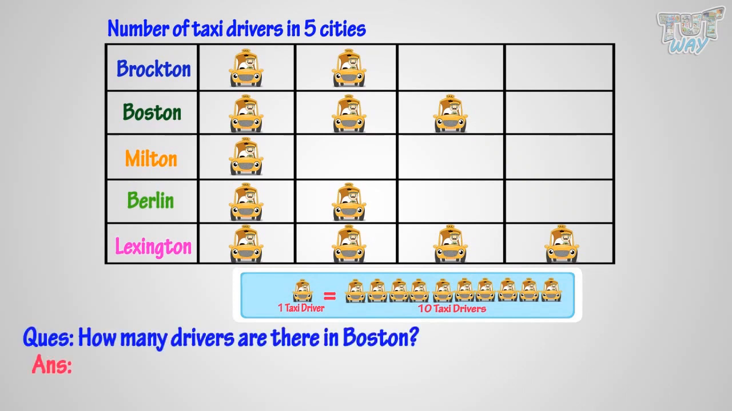Question 1. How many drivers are there in Boston? There are 3 driver symbols against Boston, where one symbol says 10 drivers. So 10 plus 10 plus 10, or 10 times 3 equals 30. That is, 30 drivers are there in Boston.